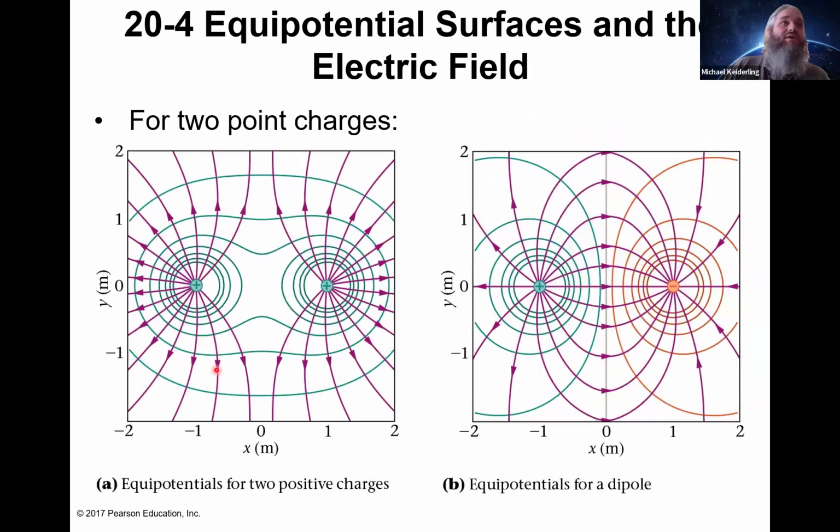Here's a similar one for two positive charges. 1, 1.5, 2, 2.5, 3, 3.5, 4. And similarly over here. And here's one with equipotentials for a dipole, one positive and one negative.